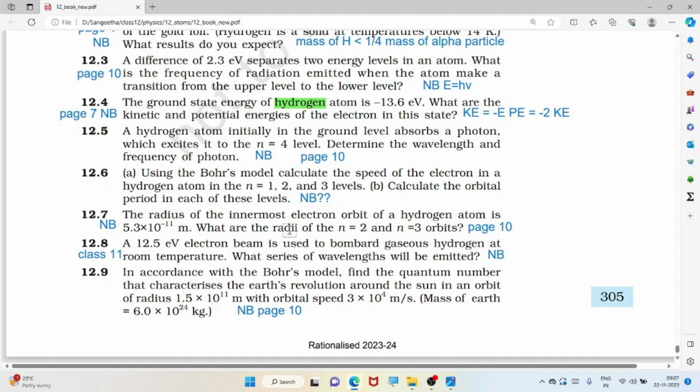The radius of the innermost electron orbit of the hydrogen is given. What are the radii? Okay, the innermost, n equal to 1, is given. For the other, n equal to 3, they are asking what is the orbital radius.